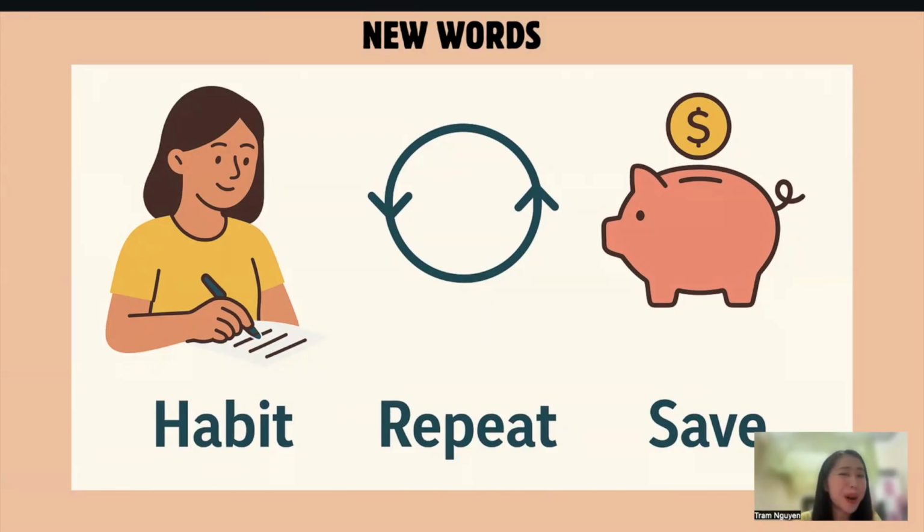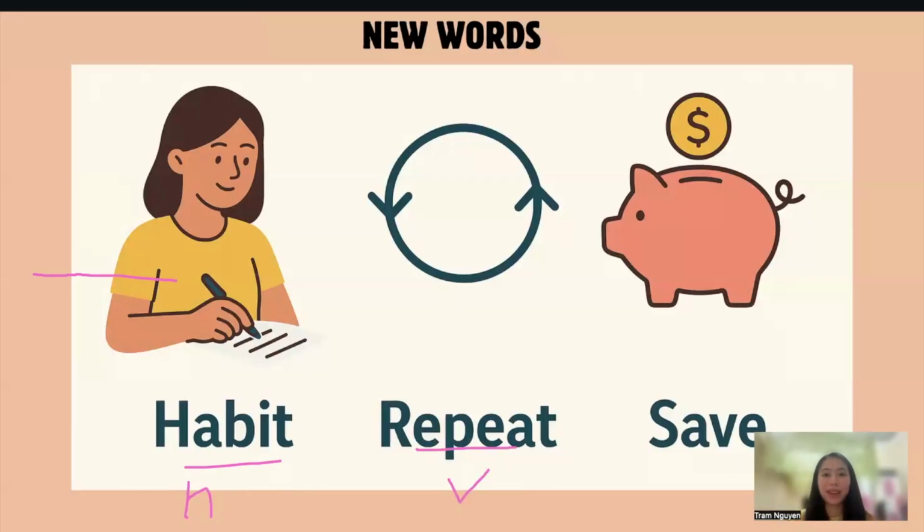Okay, it's a little bit hard, right? It seems like you try to explain this word similar to the word habit. Yes, they have the same meaning, but be careful. Habit is a noun, and repeat is a verb, right? Here, let me write it down. This is, habit is a noun, and repeat is a verb, right?